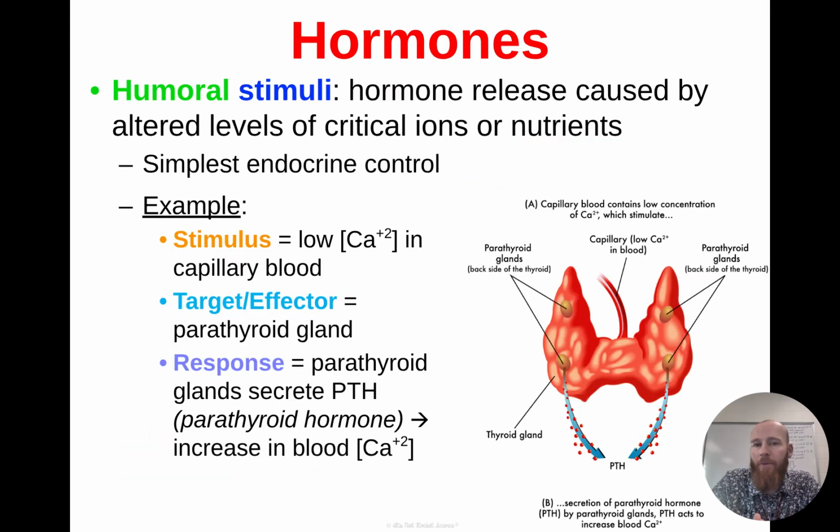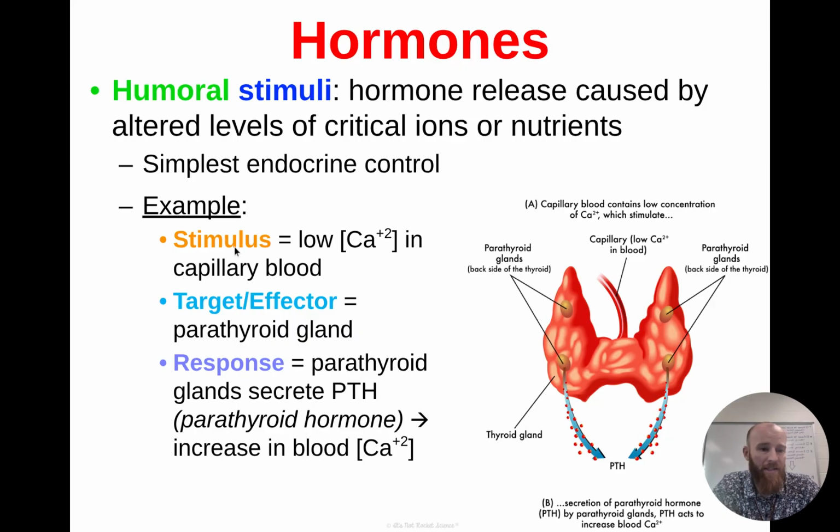The first way that we can stimulate hormones to be released is called humoral stimuli. This is basically the simplest form of endocrine control, and simply put, it's just high or low levels of ions or nutrients. Okay, so an example is how your parathyroid glands work.